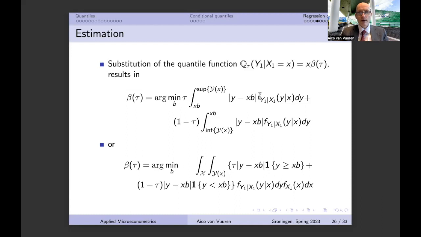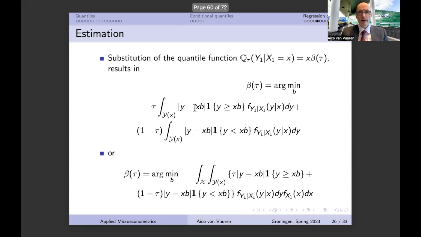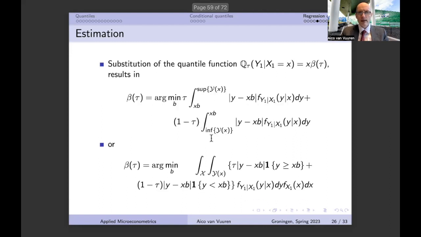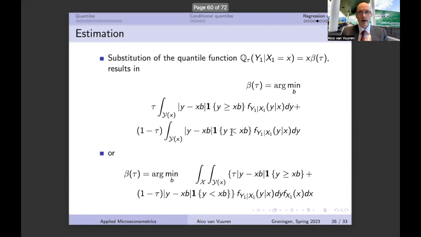How can I do that at the moment that I have this one over here? Well, I can do that by using an indicator function. I can integrate over the full support, but then I should realize that this thing over here is only allowed to be different from 0 at the moment that y is larger than x times b. So therefore I can simply write it like this. I can do exactly the same thing with respect to the second integral, but there this part should only be different from 0 at the moment that y is smaller or equal to x times b. So therefore I can write it like this.